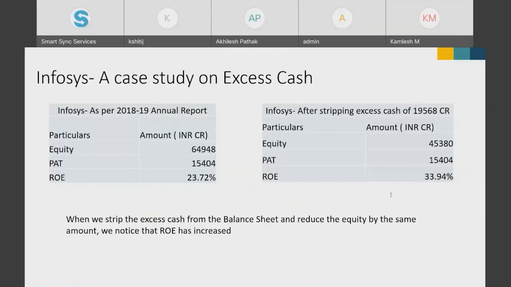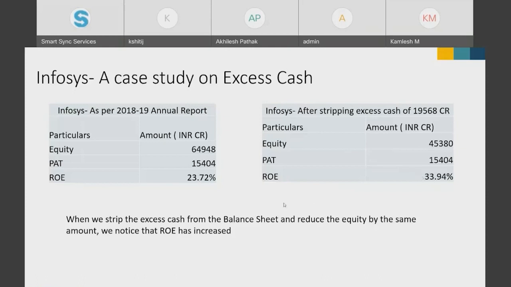So now, just look at the example. As per the 18-19 annual report, equity was 65,000 crore, PAT was 15,000 crore, and ROE was 23.72%. And when we strip the excess cash, I'm not saying this whole 19,500 crore is excess and not required at all. But just for our understanding, assuming that 19,000 is not required, if you strip that cash out of the business, you just see how the ROE increases from 23% to 34%.